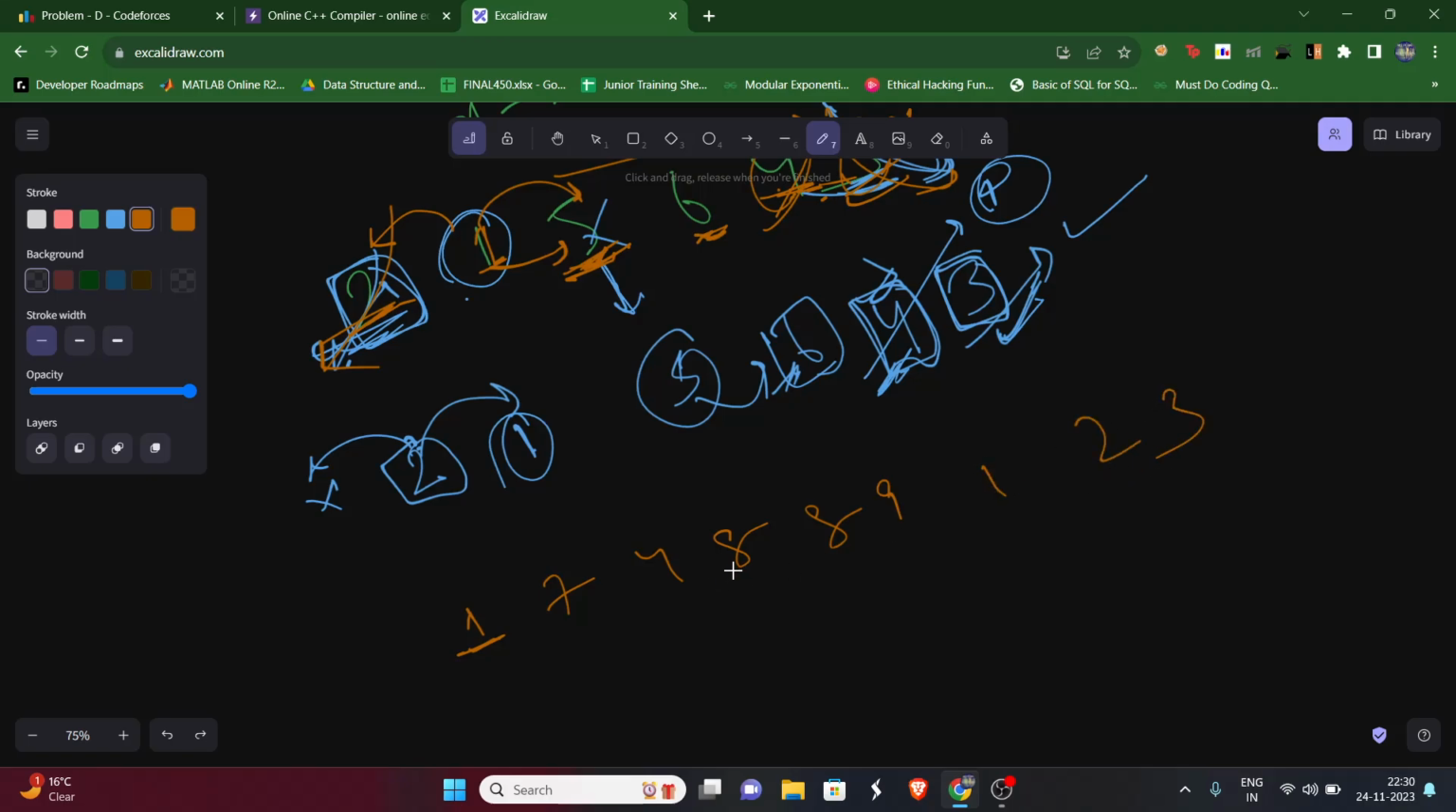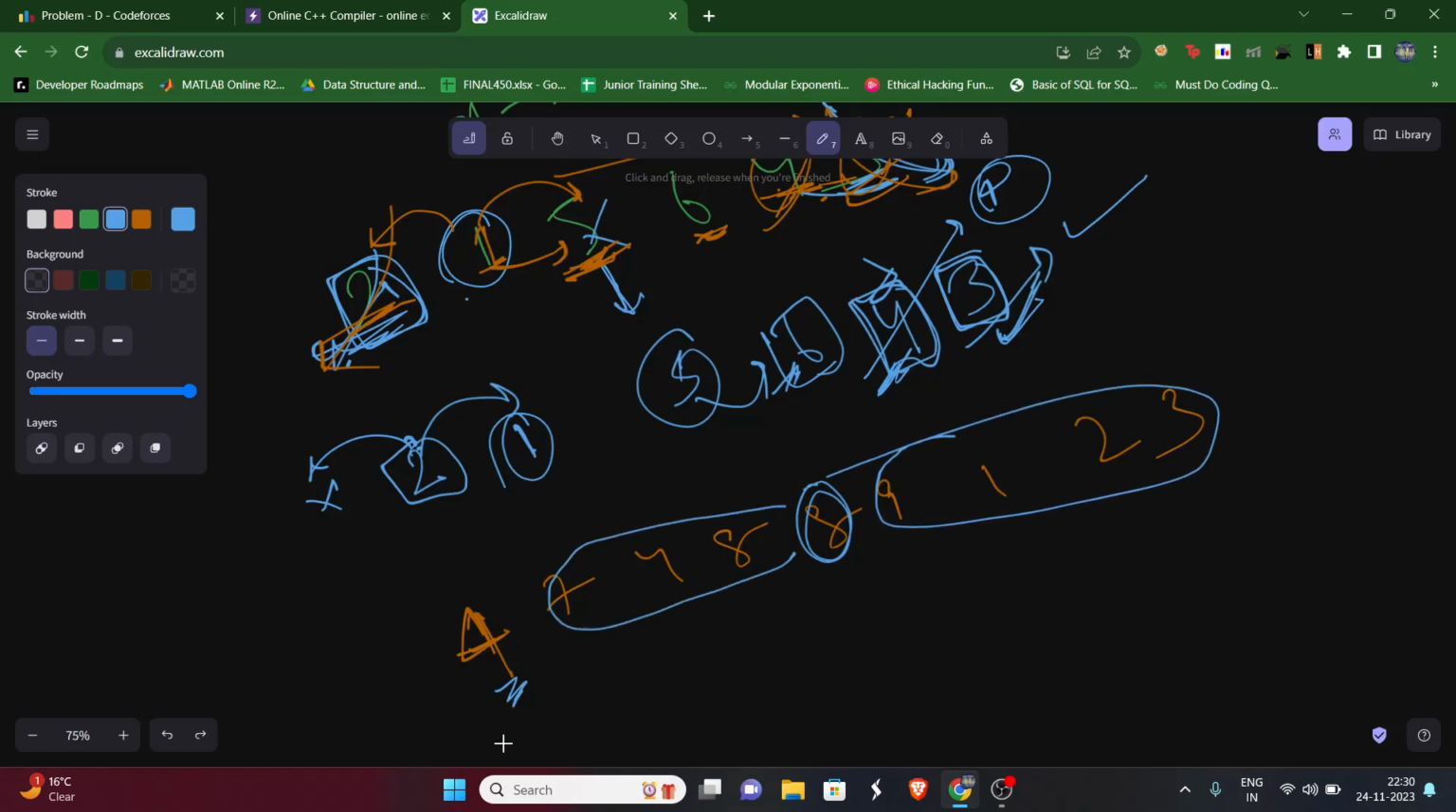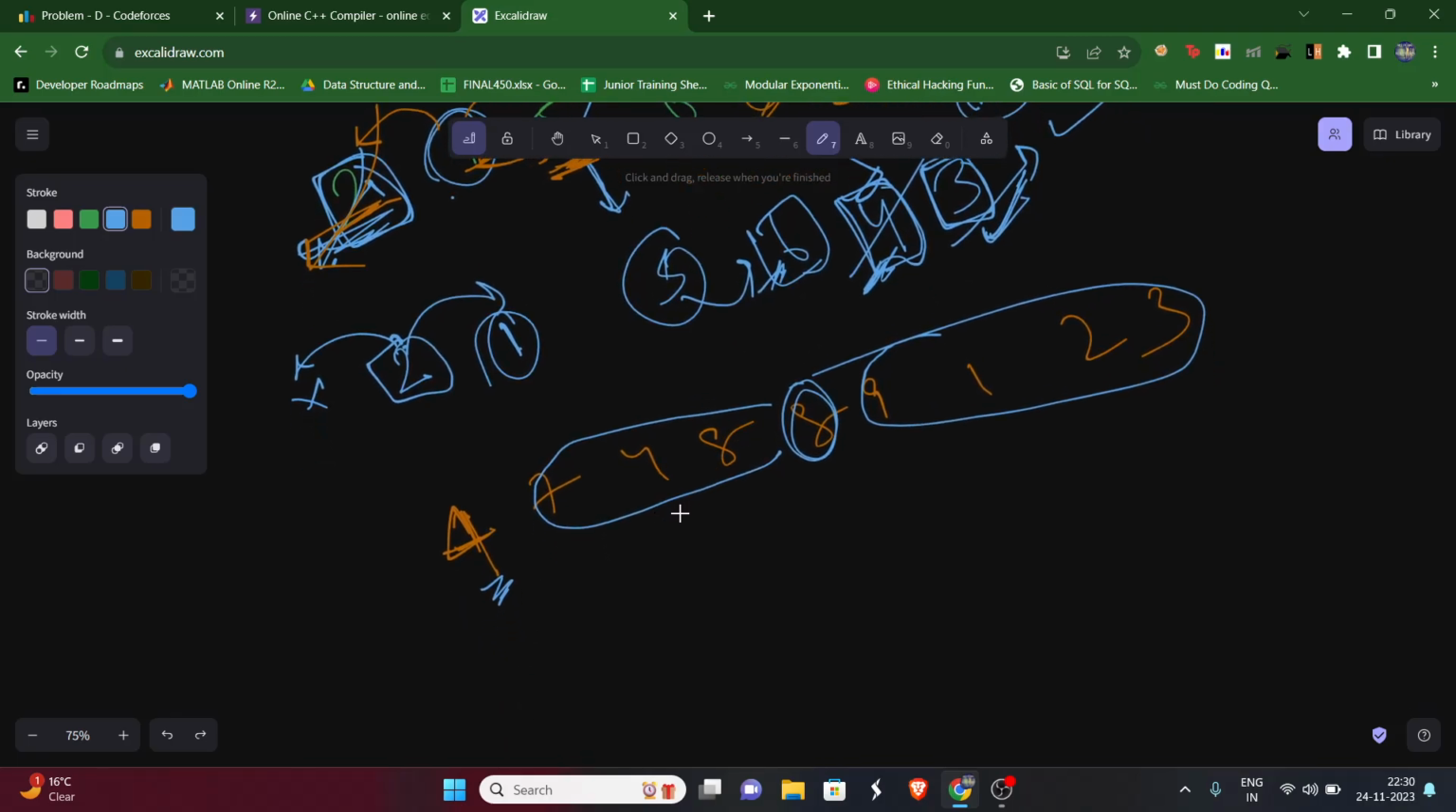1 7 4 8 8 9 1 2 3, and let me write it like this, 4 and 3. Okay, so if I choose this one, that means I can kill all these elements and then kill 4 in the last. That we can do, right? Or else, we can always kill it before that. I am saying the worst case scenario.